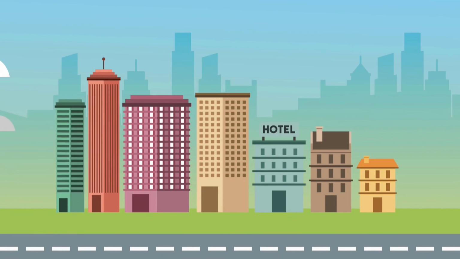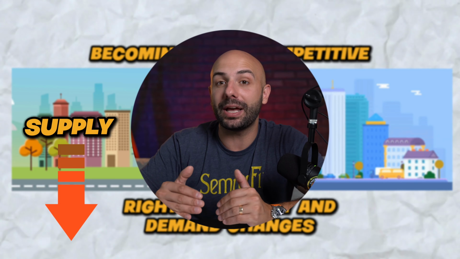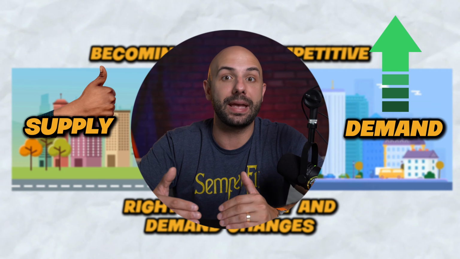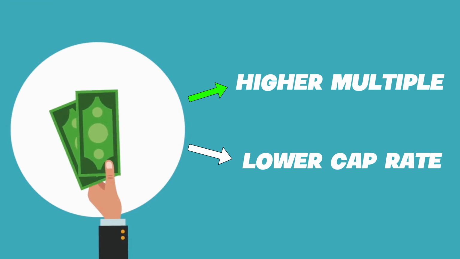Now, here's something crazy that'll end up happening. Sometimes if the area starts becoming more competitive, right, the supply and demand changes. Maybe the supply goes down, but the demand remained. Or maybe the supply remained, but the demand went up, right? All of a sudden, what happens is that property might be more desirable. And so people will be willing to pay a lower cap rate or a higher multiple on the property. So what could happen, this happened to my property. I had a property that went from a 9% to a 6.5% cap rate.